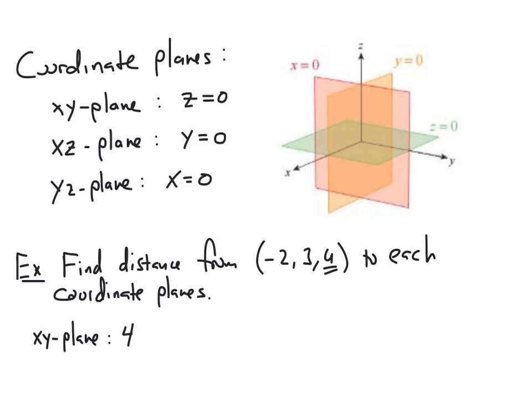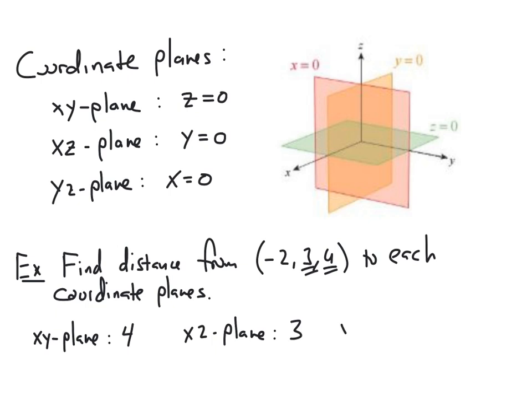If we then move to the xz plane, the xz plane goes through the x-axis and the z-axis, so that's the yellow or orange plane in this picture. The distance here is how far along the y-axis this point is located. Along the y-axis, this point is located 3 units along that axis. So the distance from this point to the xz plane will be 3.